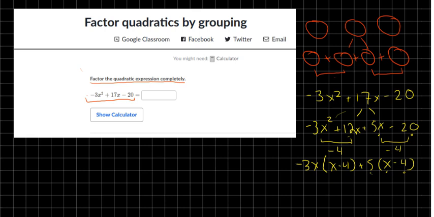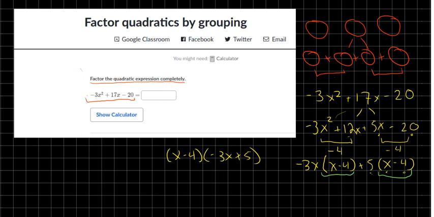So now I have this common factor here, and I can factor that out. So I'm going to factor that out and take out x minus 4, and then I'm left with negative 3x plus 5. So there I factored that out.